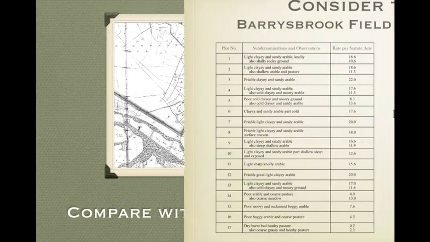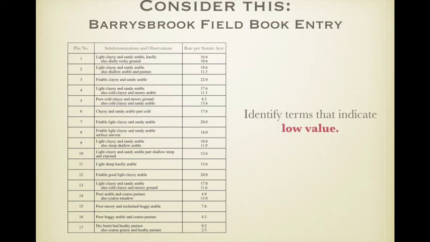All right. So this is the field book entry for the townland of Barry's Brook. We can see 17 plots that are labeled there in that left column. Remember, in the townland valuation, plots were determined not by who lived on them, but by soil quality. So now we're going to identify terms that indicate low value.